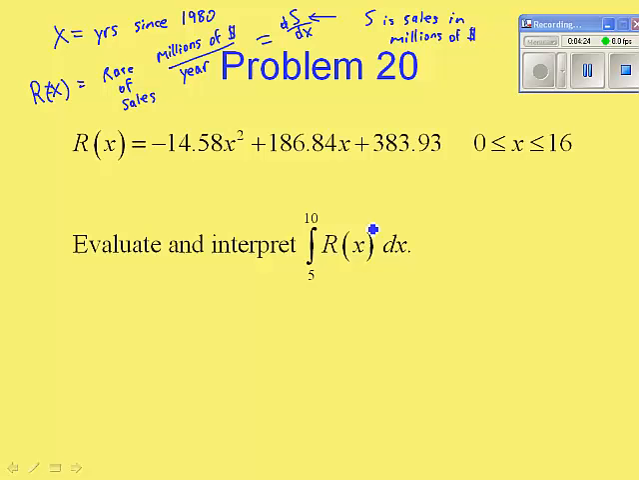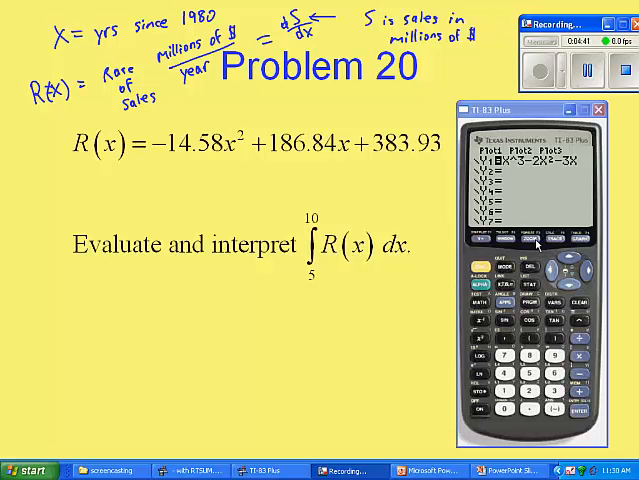Okay. So they want me to evaluate and interpret this integral. Fine. You could work it all out. You'd get a cubic. I don't want to spend the time doing that. I'm going to type it in the calculator to save time. And then what I do want to spend the time on is interpreting. So let's see. Negative 14.58 x squared plus 186.84 x plus 383.93.